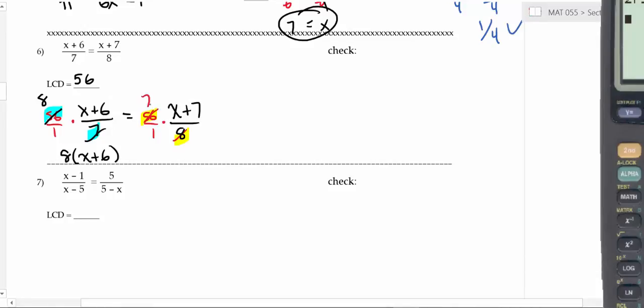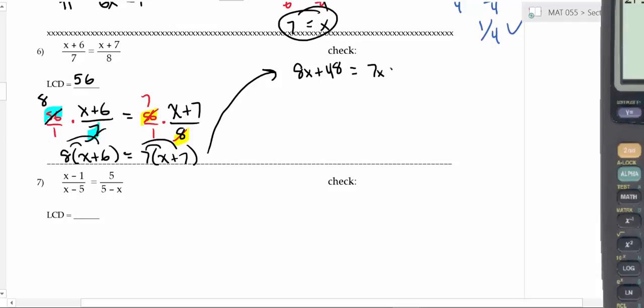7, right? So that's going to leave you with equals 7 times x plus 7 like that. Okay, then I'm just going to move it over here and finish. So see, again, we're doing that cross cancellation. The reason we use 56 is because 7 and 8 divide evenly into 56. Okay, now you're going to do a distributive property, so you can go ahead and do that. So that's going to be 8x plus 48, and then the right side is going to be 7x plus 49. Then you're ready to solve the equation.